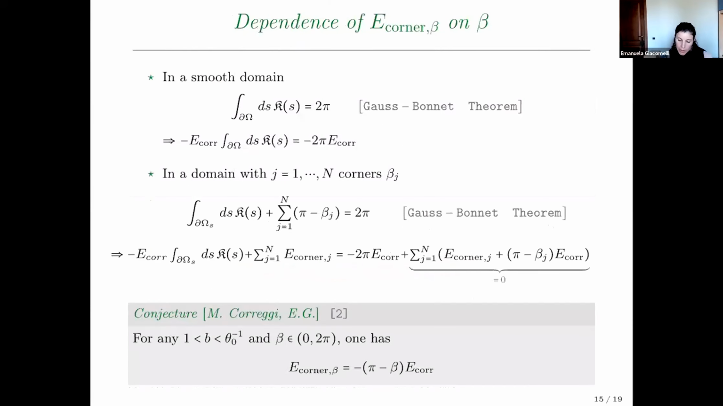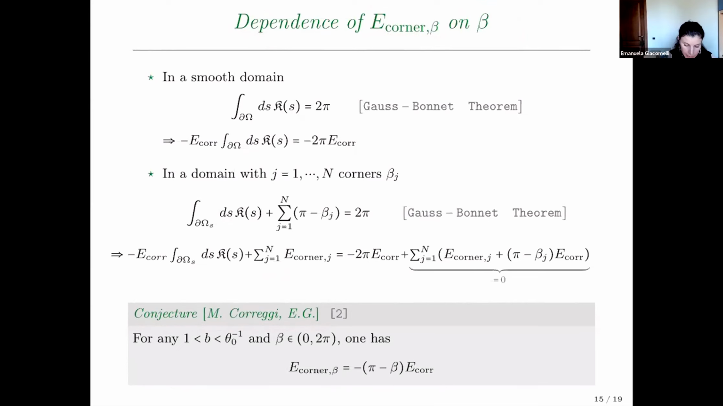Okay, so now I try to convince you that if you want to improve the result, then what you should understand is how the energy close to the corner depends on the corner. And this is why we elaborated this conjecture, to underline what we think is the right dependence of the energy close to the corner with respect to the opening angle beta.